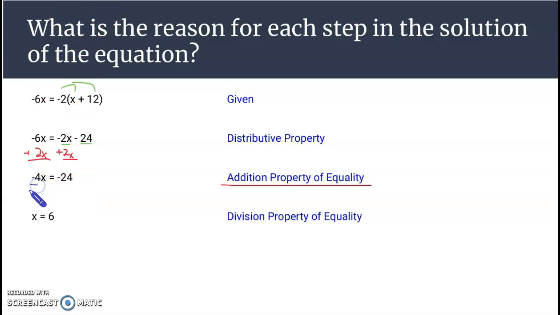Next up is negative 4. All right, division property of equality, divide both sides by negative 4. Negative 24 divided by negative 4 is 6. That's how we got 6.